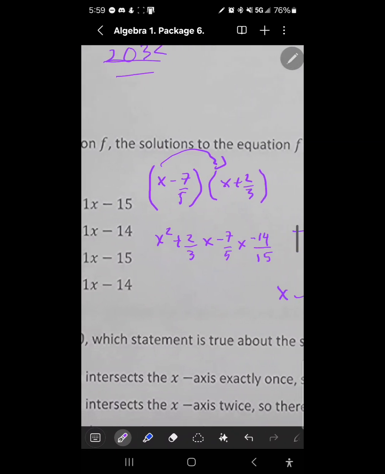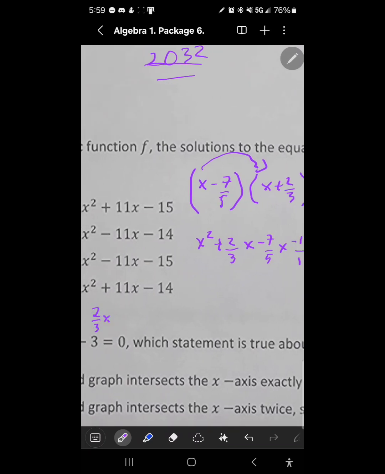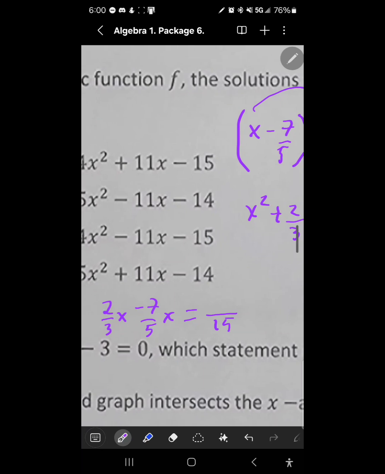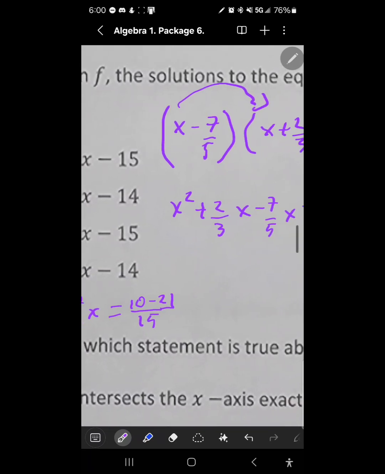Now, 2 over 3x minus 7 over 5x. We want the same denominator, so I'm just going to do 5 times 3, which is 15. And now 15 divided by 3 is 5, 5 times 2 is 10. 15 divided by 5 is 3, 3 times 7 is 21, so minus 21 because I keep the sign. 10 minus 21 is equal to negative 11. So we have negative 11 over 15.